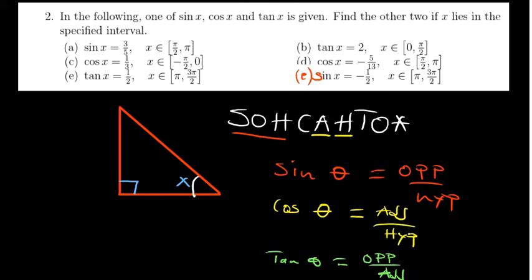The first one tells us sine of x is equal to 3 over 5. Now, you know what sine is. Sine is opposite over hypotenuse, so we have 3 over 5. If you have 3 over 5, it means that your opposite becomes 3 and your hypotenuse becomes 5. As simple as that.